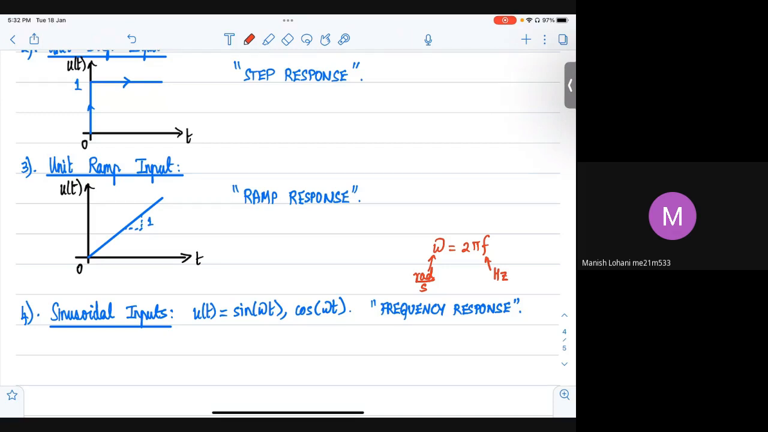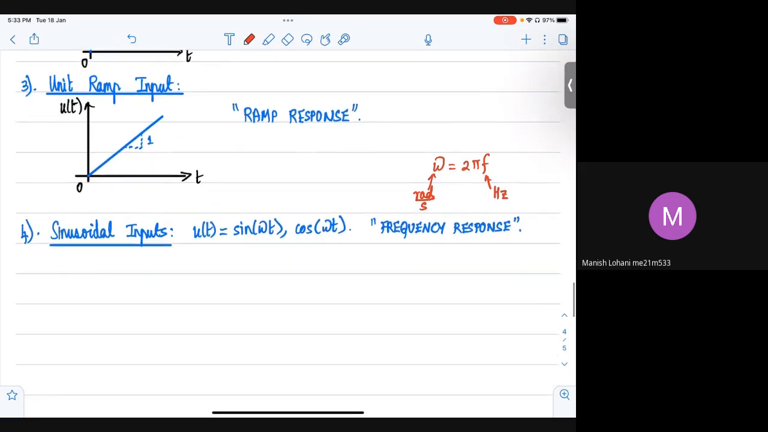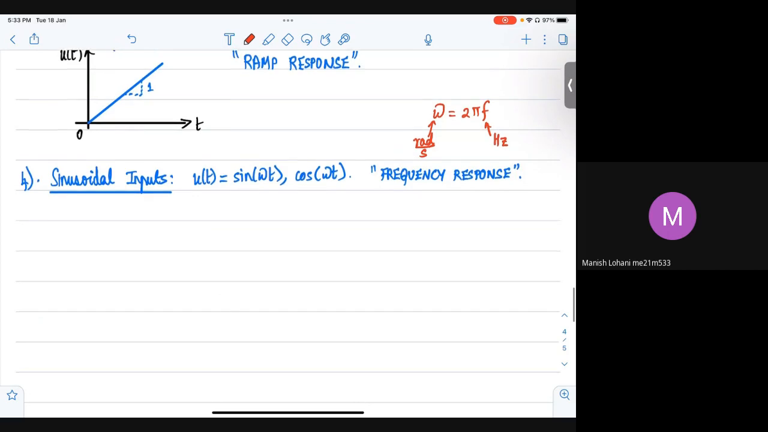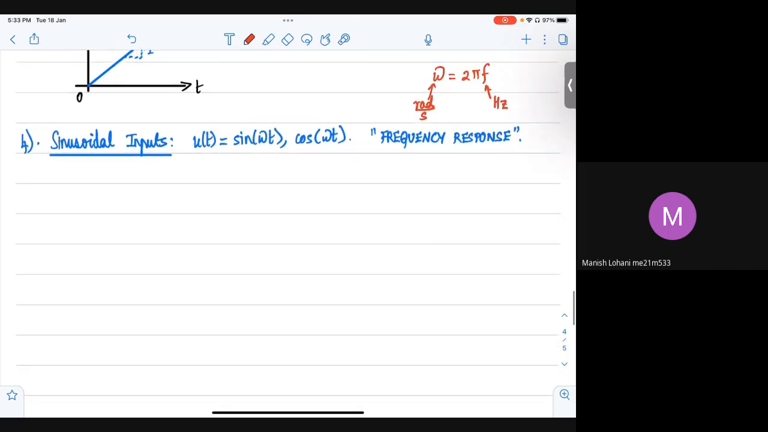Okay, so these are the typical inputs that we have: the impulse, the step, the ramp, and the sinusoids. Why are we considering these four inputs? We will see that, by and large, even in vehicle dynamics testing, we'll have pulse steer, step steer, sine steer and so on, where many of these standard handling tests will give these inputs, right? So why these inputs?